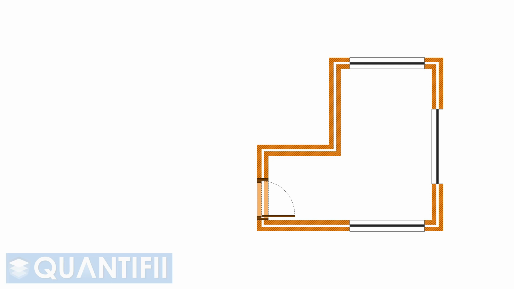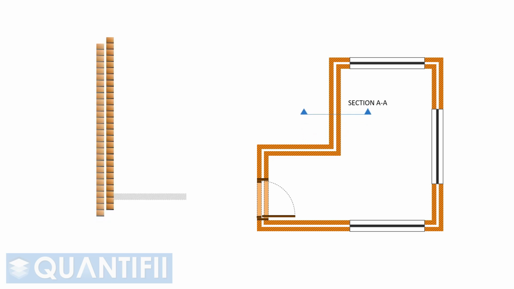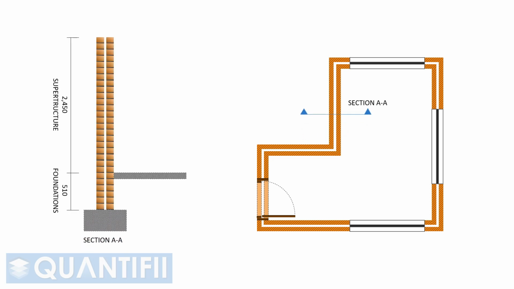Let's consider this small bedroom addition. The brick wall will be built off a strip footing. The height of the foundation brickwork is 510 millimeters, and the superstructure brickwork 2.45 meters high, for a total height of 2.96 meters.